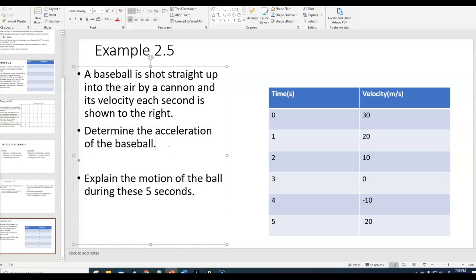The second one might be a little tricky, the explanation one, but see if you can calculate the acceleration of the baseball based off of what you see in this table right here. So pause it here and see if you can figure out what the acceleration is, and make sure that you include the correct units.